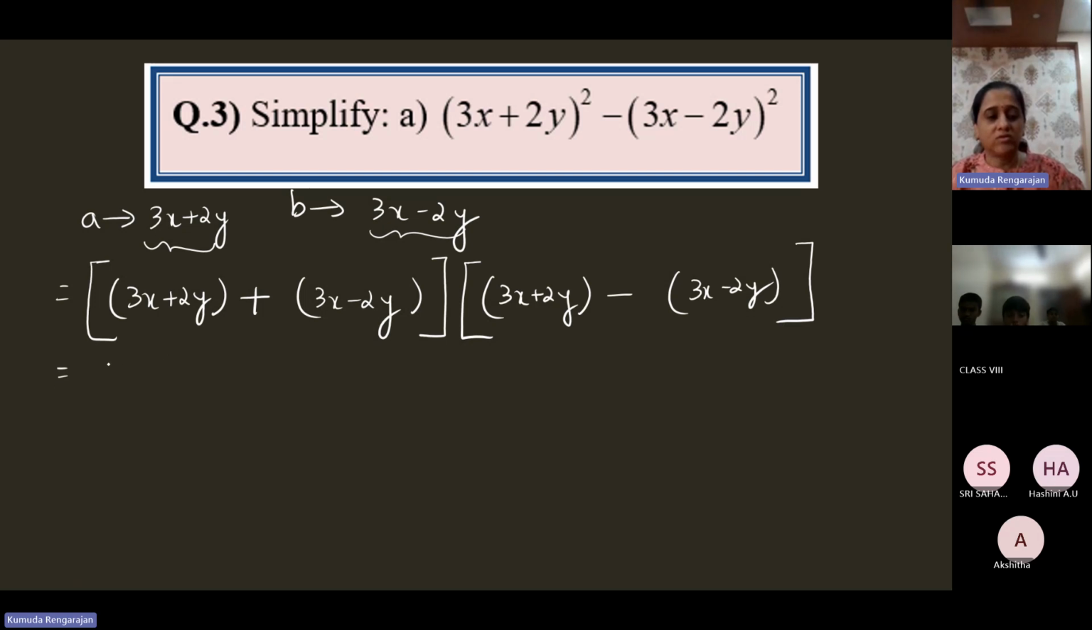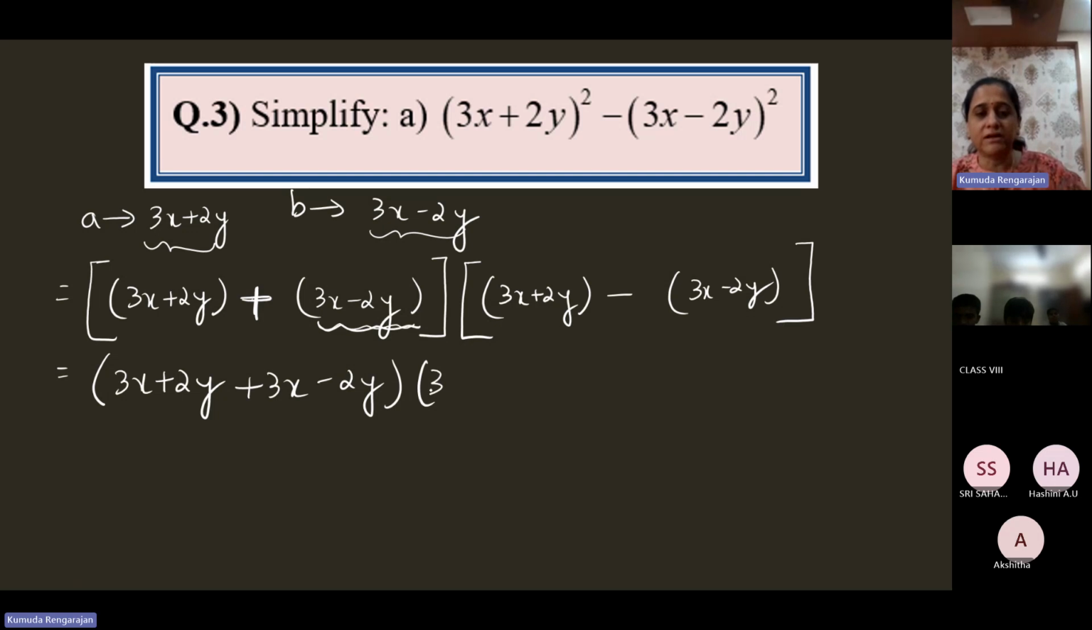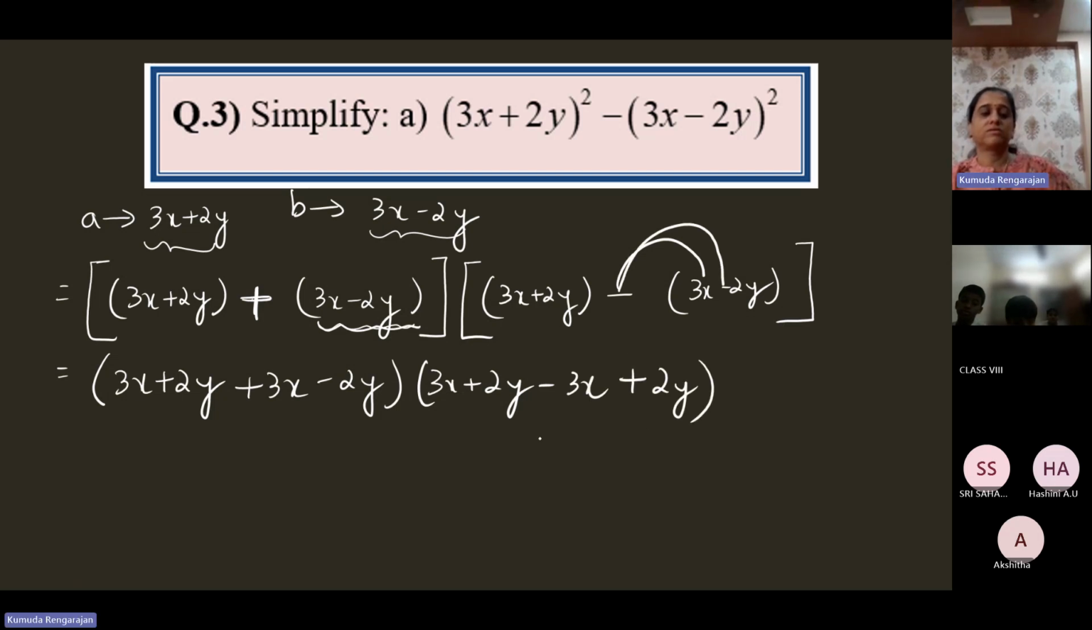Now open the bracket. Open a simple bracket: 3x plus 2y. This plus will not change any sign here because the outside sign is plus, so all these terms will come out as they are: plus 3x minus 2y. Close the bracket. Open another simple bracket: 3x plus 2y as it is. Now here minus into 3x is minus 3x, minus into minus... plus 2y. Close. Plus 2y minus 2y.